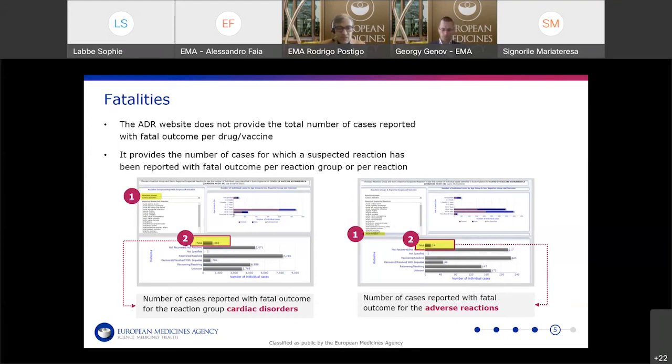So on the left-hand side, in the first screenshot, you have the total number of cases in the cardiac reaction group where the outcome was reported to be fatal. And this is just in general for the whole cardiac system organ class or reaction group. But then I can drill down into the different reactions, and if I click on one of the reactions, atrial fibrillation in the example on the right, then you have 14 cases that were reported with outcome as fatal. And this is one of the ways to look at the fatalities in the ADR reports website.